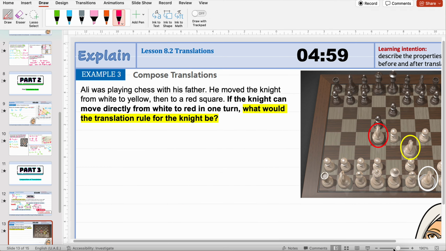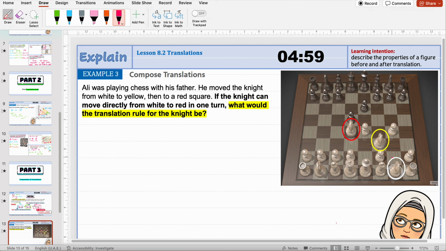So let's see. Here, as you can see, I have a word problem. The knight moved from the white place to the yellow place, then from the yellow to the red. How can I describe it? I will say that first, I moved from white to yellow. What happened? I moved it 1, 2 up, 1 left. So 1 to the left, 2 up. So the translation is 2 up, so the 2 is on the Y. 1 to the left, so the 1 is on the X, 1 negative. This is the first one.